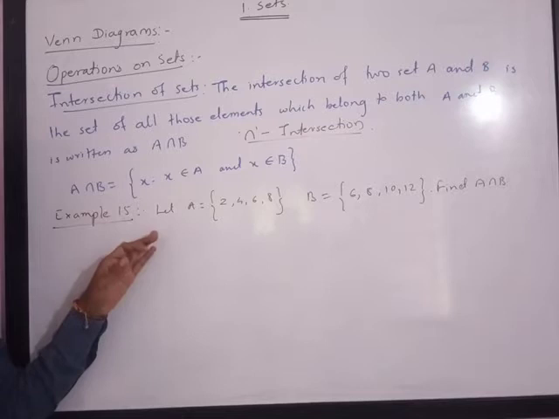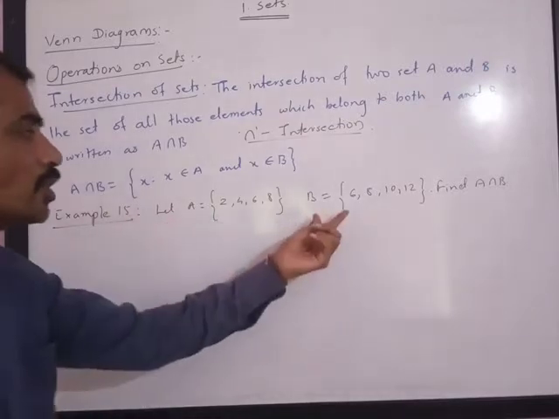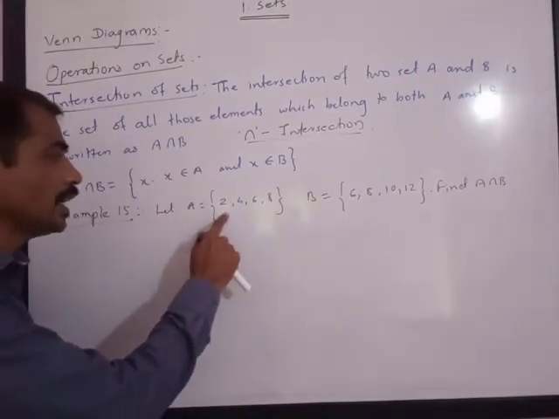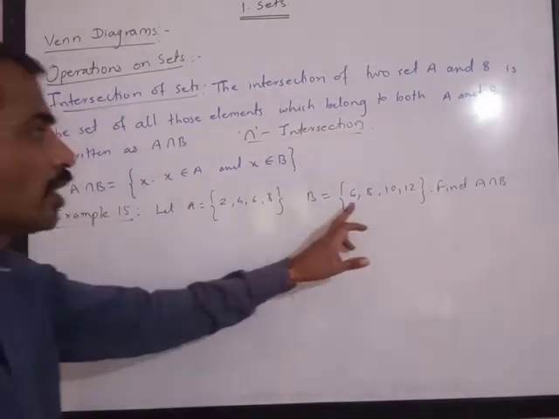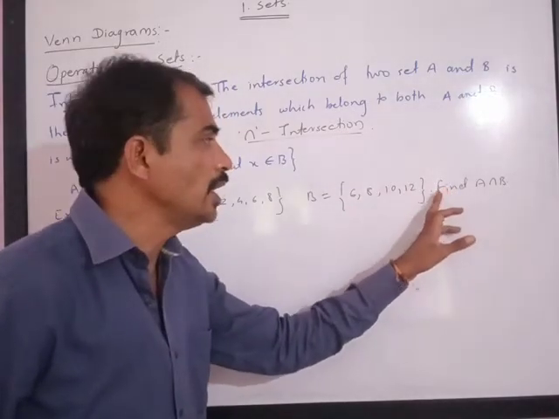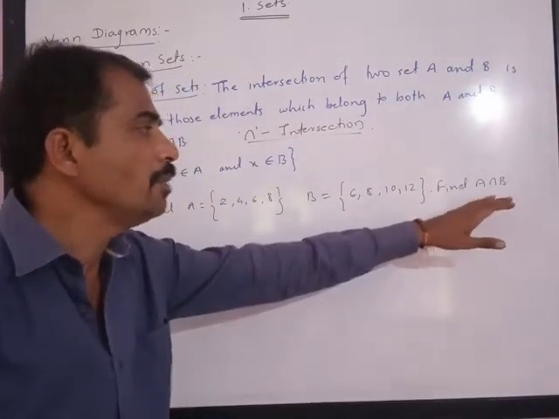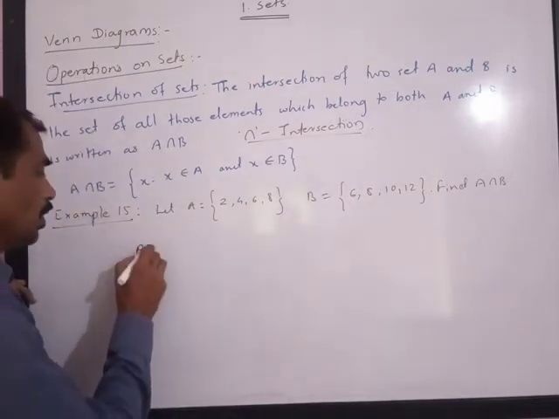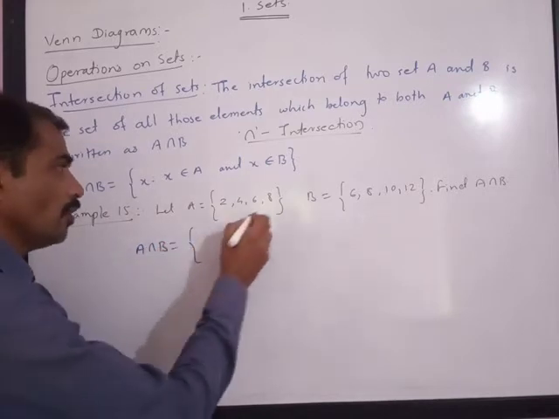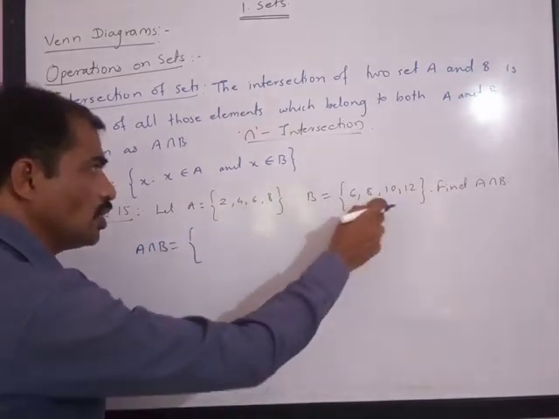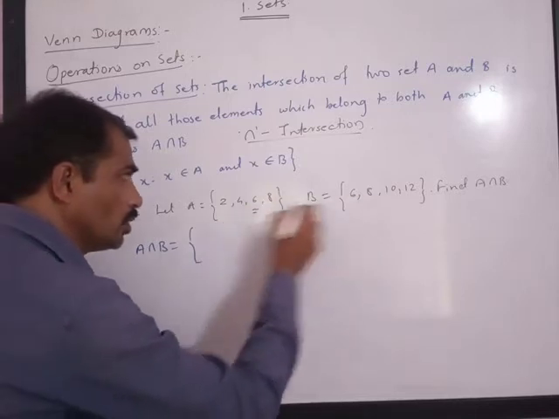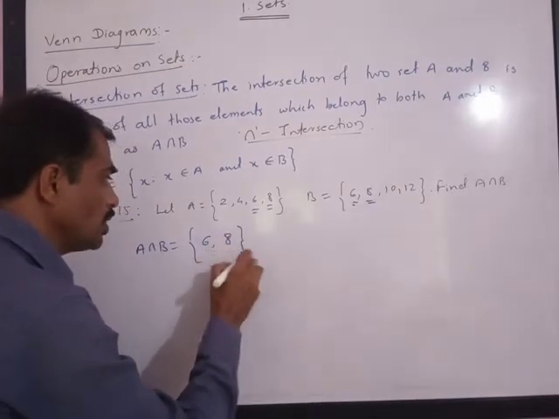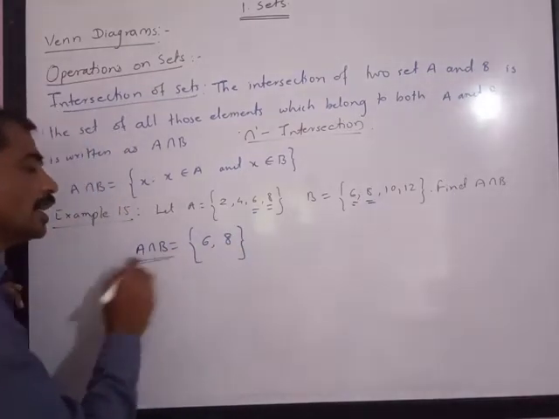Next, example 15. We are told to take the sets from question number 12 and find A ∩ B. So set A is {2, 4, 6, 8} and B is {6, 8, 10, 12}. A ∩ B means the set of those elements which are common to both. 2 is not common to both, 4 is not common to both, 6 is common to both, and 8 is also common to both. So {6, 8} is A ∩ B.